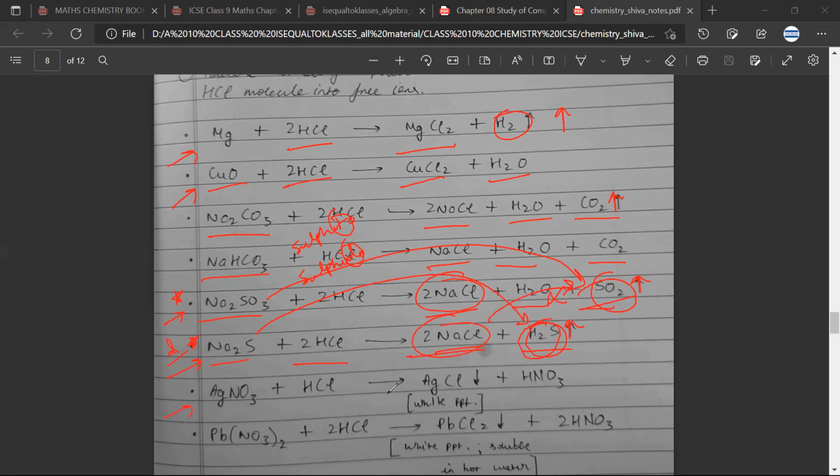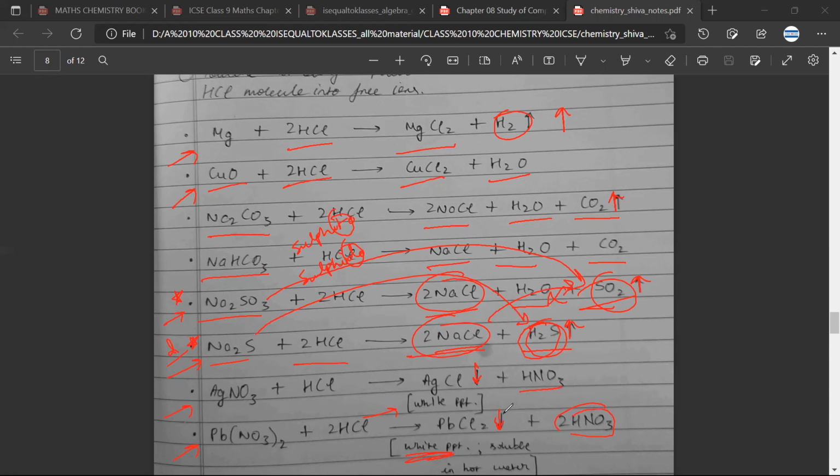AgNO3 plus HCl gives AgCl, which is a very important precipitate, a white precipitate, plus HNO3. HNO3 is nitric acid. And then we have lead nitrate plus 2HCl gives PbCl2, and this is again a precipitate which is also white, plus 2HNO3, nitric acid. So in both these reactions we have the production of HNO3.